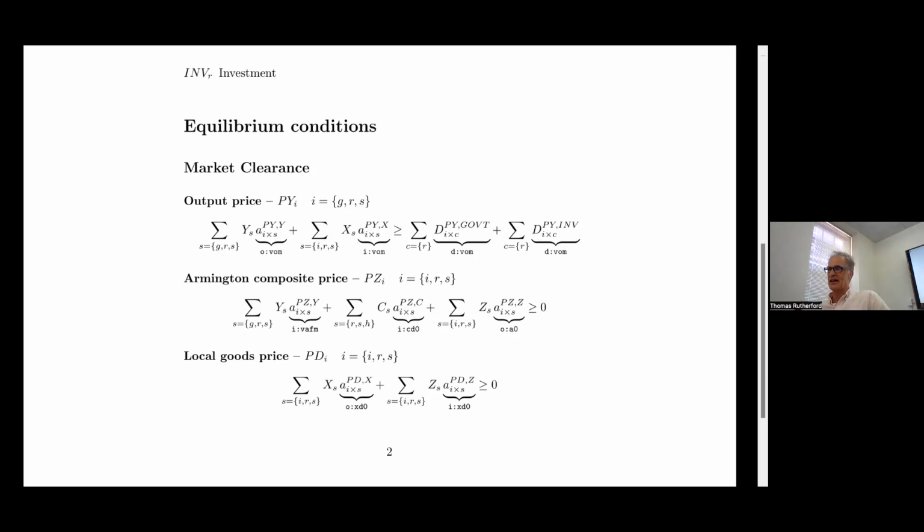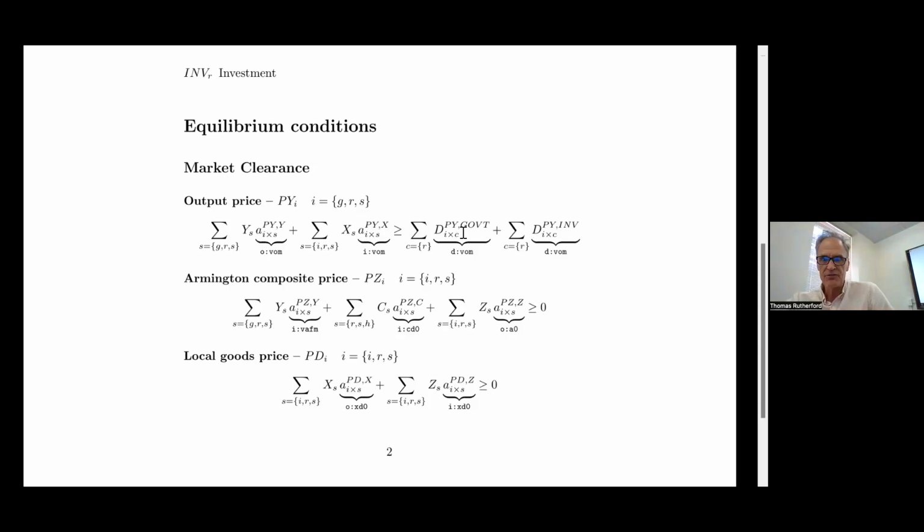The A indicates that's a net put vector, where inputs are negative and outputs are positive. So that's going to be Y of S times A of I by S. The superscript PY, Y indicates that's the input of a commodity, which has a price index of PY, into the activity, which has the name Y. And so that's the output of VOM. And then we have the inputs there, which will be negative coefficients. Again, in Mathiesen's specification, A is just a net put vector, so outputs are positive, inputs are negative. So this represents the intermediate demand.